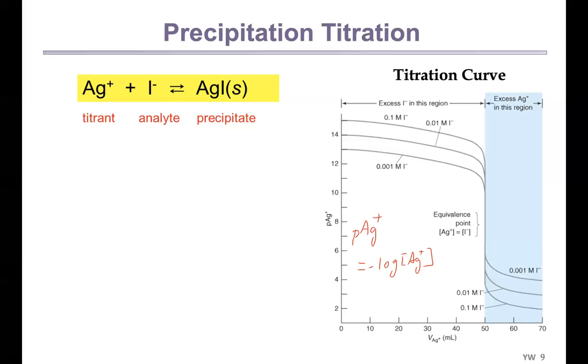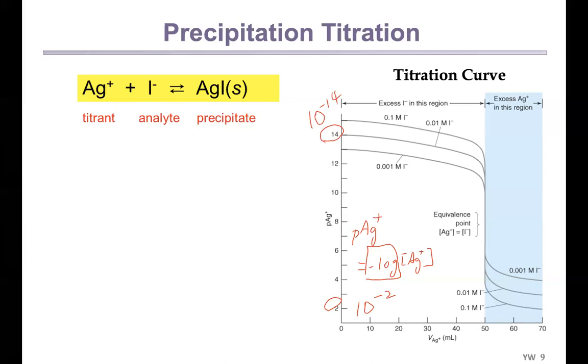Right. So let me ask you this way. When you have pAg equals 14 versus pAg equals 2, which one indicates a higher silver concentration? 2, right? Because this is a negative logarithm. So pAg 2 represents 10 to the negative 2 versus pAg 14 is 10 to the negative 14. Right?